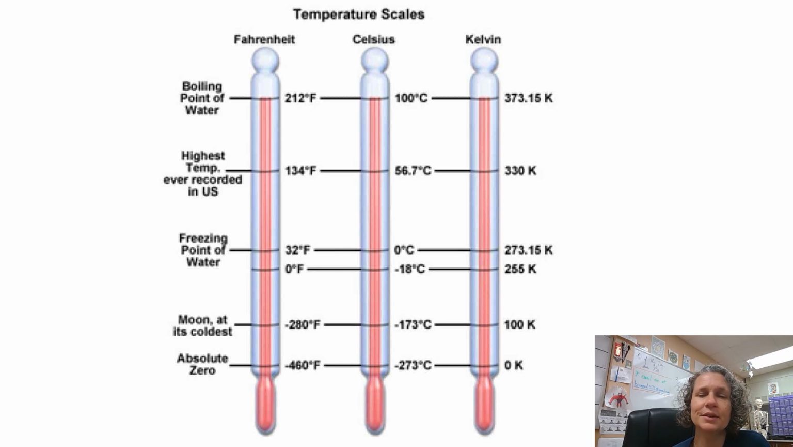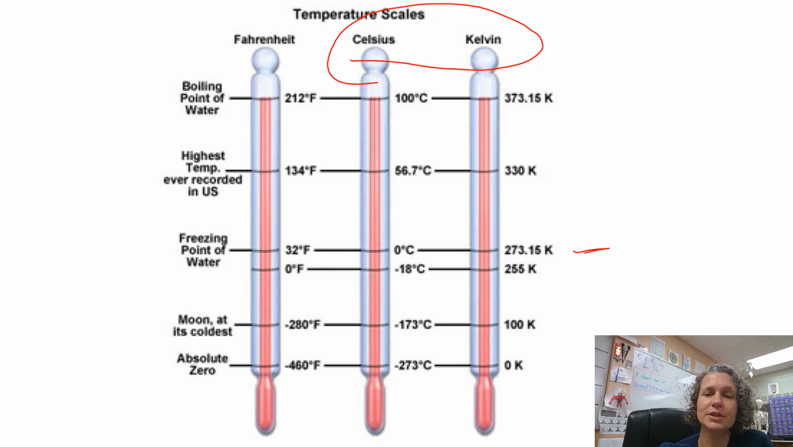Okay, so this is just a little visual to compare the 3 scales. It shows the boiling points and the highest temperature ever recorded in the U.S., 134 degrees Fahrenheit. I'm sure that's somewhere like Arizona. Celsius, Kelvin. Notice these 2 scales go from 0 to 100, and then from 273 to 373, so their calibrations are the same. With the Fahrenheit scale, you have bigger degrees, bigger spaces between the marks.